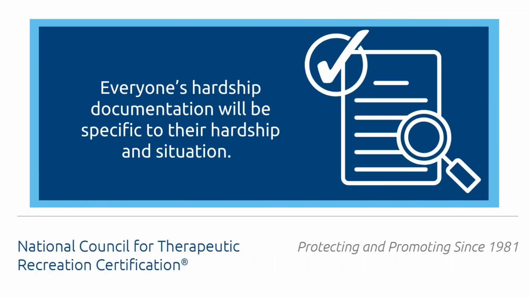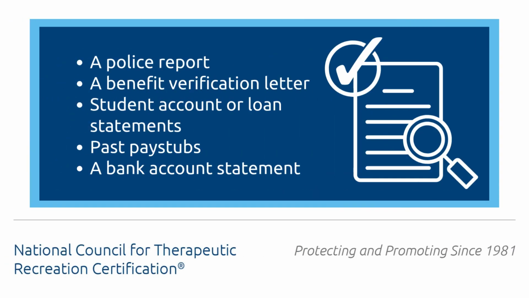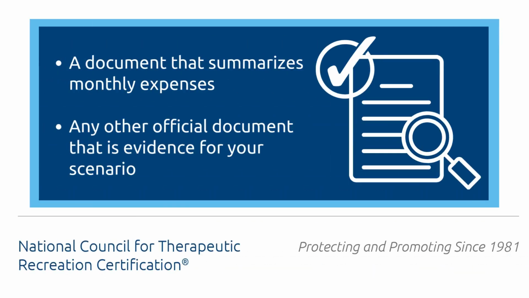Understand that everyone's hardship documentation will be specific to their hardship and situation. Here are some examples that past hardship fee waiver recipients have used: a medical note from a recent appointment, a letter of employment or separation from a company, a police report, a benefit verification letter, student account or loan statements, past pay stubs, a bank account statement, a document summarizing monthly expenses, or any other official support related to your scenario.